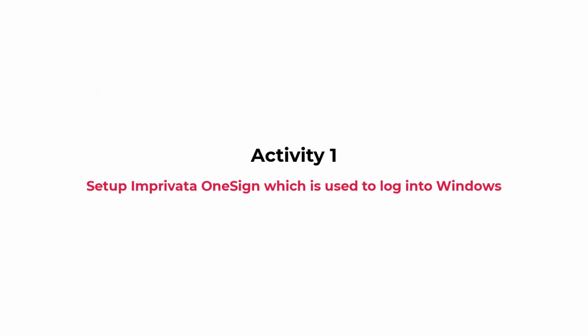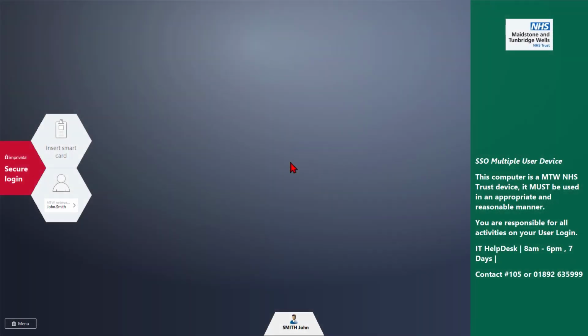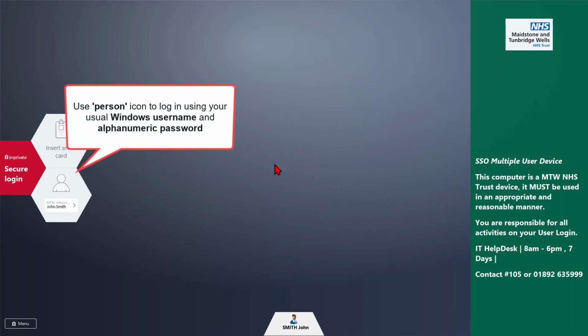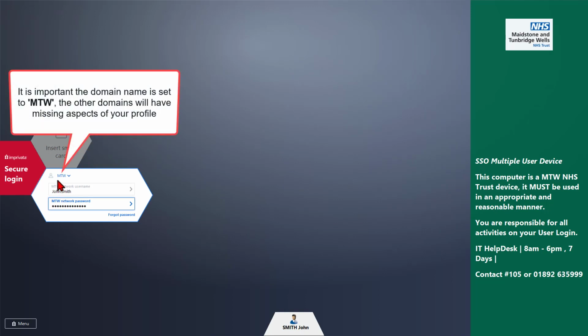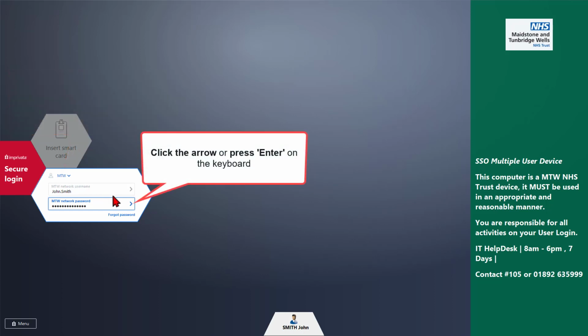The first activity is to set up Imprivator OneSign, which is used to log into Windows. This screen indicates single sign-on has been activated on your device. You can proceed to set up by clicking on the person icon area to enter your usual Windows login username and alphanumeric password. It is important the domain name is set to MTW, as the other domains will have missing aspects of your profile. Click the arrow next to the password or press enter on the keyboard to log in.